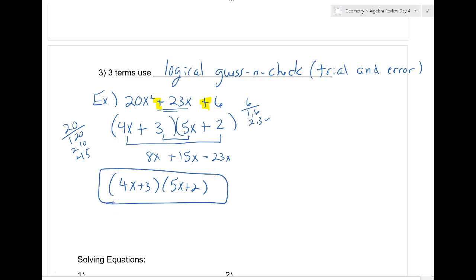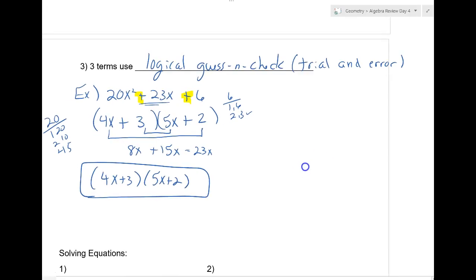And if you really wanted to overkill check, you could always FOIL out the whole thing to see if you're right. All right, let's try one other example, and then we're going to do some solving equations. All right, another example that we have. How about if we had 2x squared minus 12x plus 18? All right, guys, what's the number one thing you got to look for?